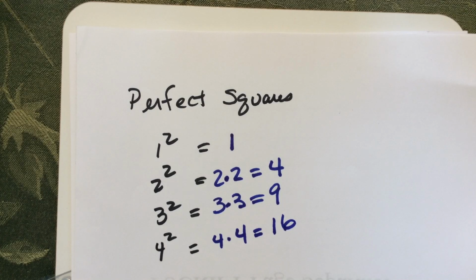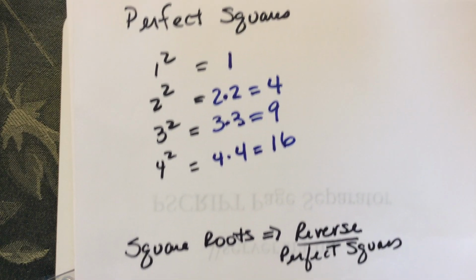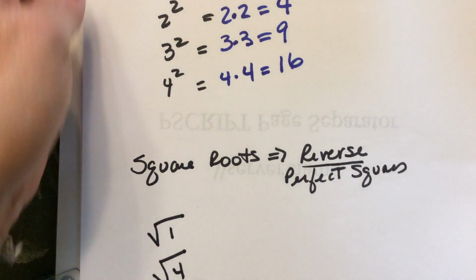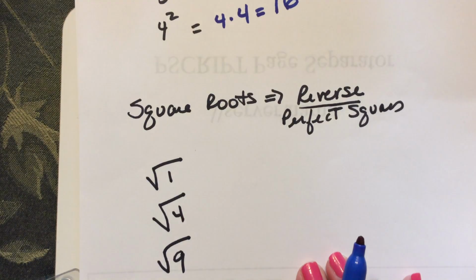So you are going to learn your perfect squares. We're going to practice in a minute, but you're going to learn your perfect squares. You're going to memorize them up through 25 squared, and you will use them throughout the entire course. From this first day all the way up to the last day, you'll use perfect squares. Now, we want to go in reverse. Reverse is a square root. So now we're going to take square roots here.